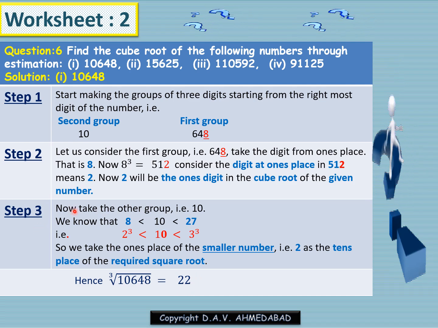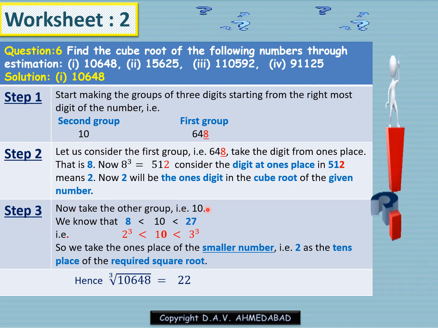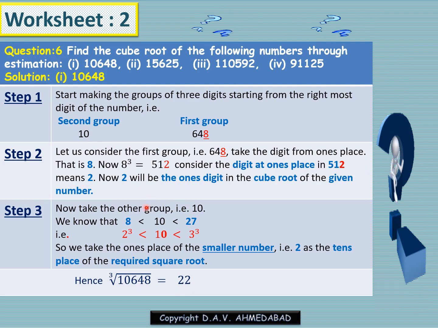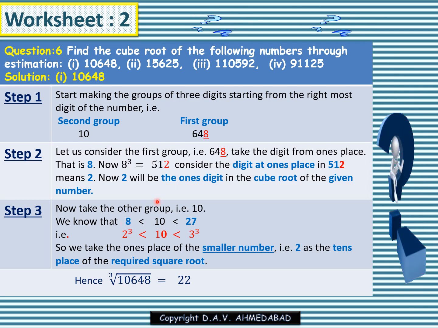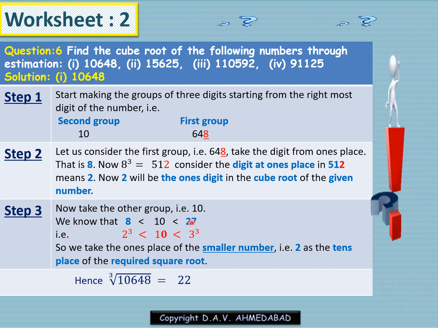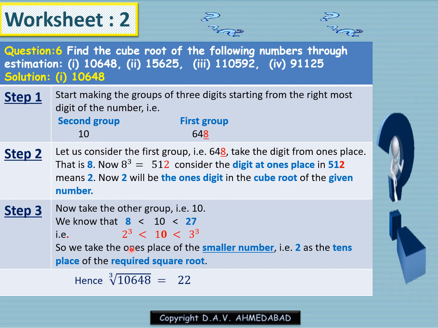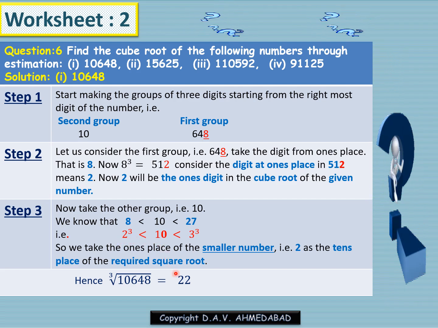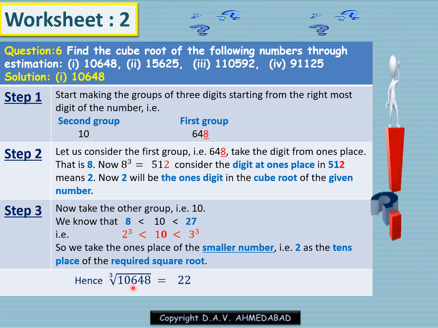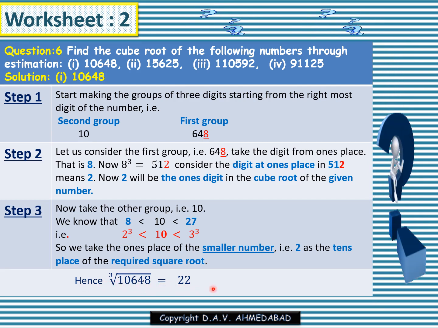Now step 3, take the other group, that is 10. We need to see perfect cube near to 10. It is 8 and other is 27. 8 is 2 cube and 27 is 3 cube. We always consider the smaller number. Here smaller is 2. So 2 will be digit at 10th place of our answer. Hence cube root of 10,648 is 22.